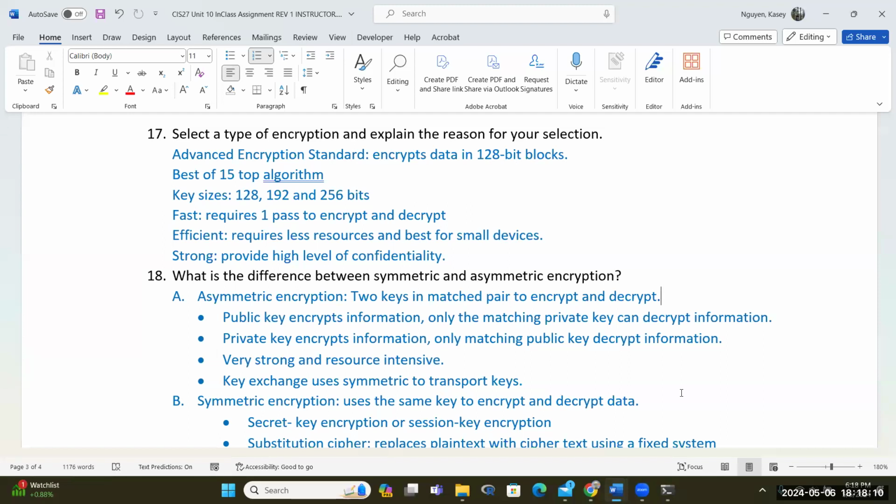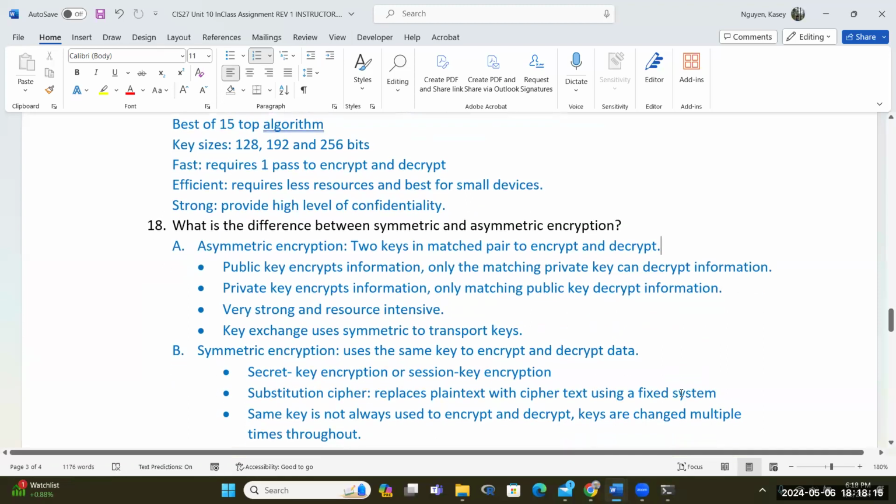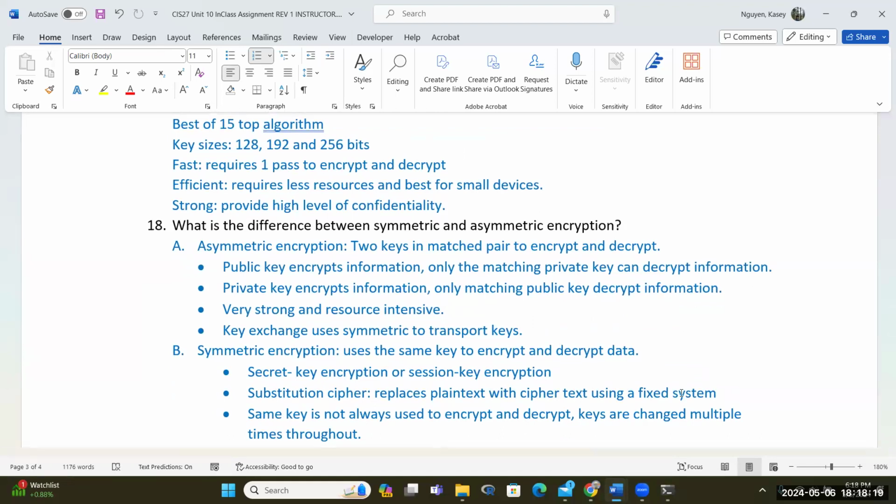Now, symmetric encryption, we know that it's using the same key. And so that means that the key needs to be shared. Often you would see substitution, or what I said, Caesar cipher, right? We would substitute the letter with the shifted value. Substitution cipher would then be used for key exchange.